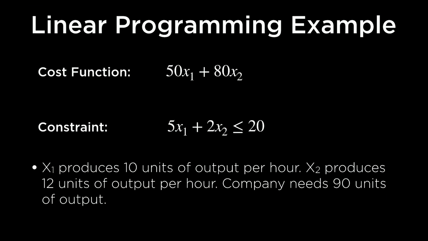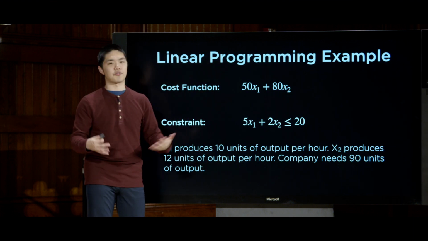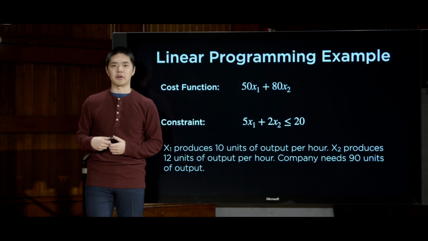5 times x1 plus 2 times x2 is less than or equal to 20. 20 is the total number of units of labor we have to spend, and that's spent across x1 and x2, each of which requires a different number of units of labor per hour, for example.